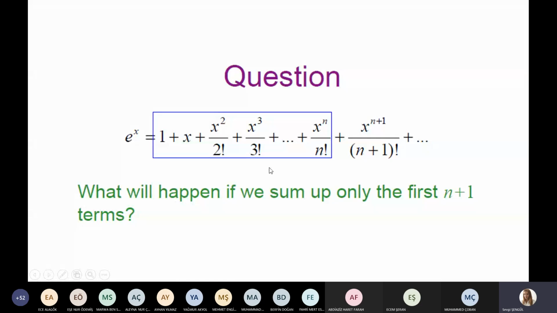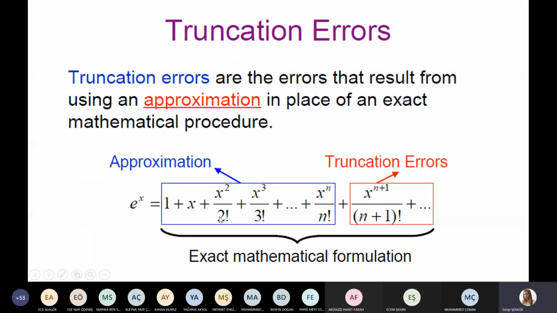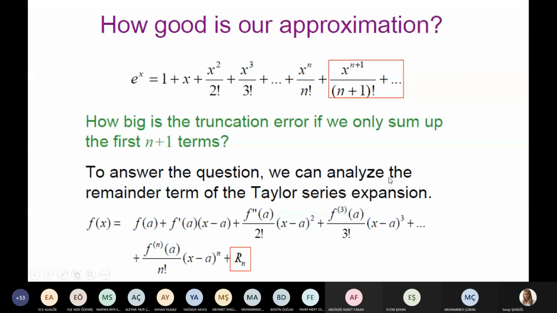But of course, we cannot consider all the terms. This is an infinite series. We need to consider the terms until n. And what is going to be the remainder term? This is the truncation error that we are talking about. Okay. The whole expression is going to be the exact mathematical formulation. And we want to take the approximation for up to n terms, and the last term will be the truncation error.